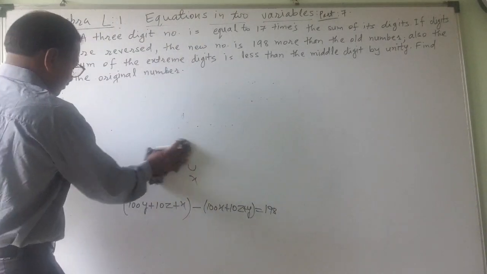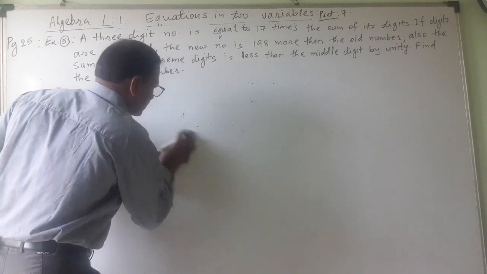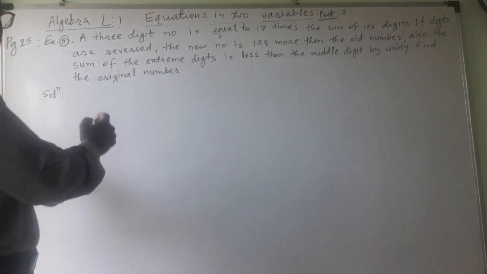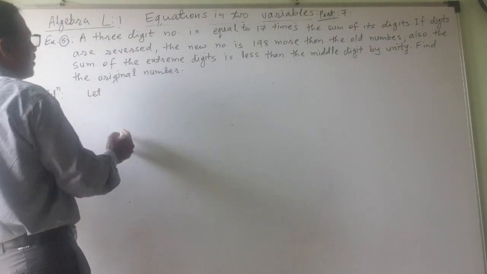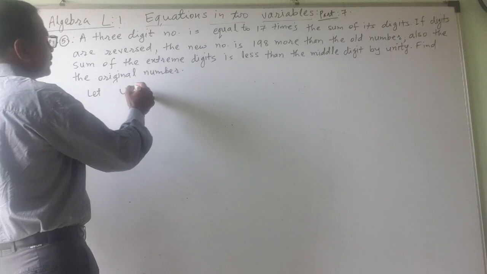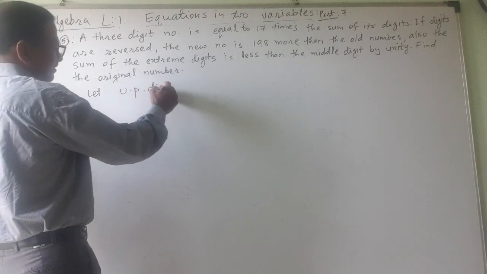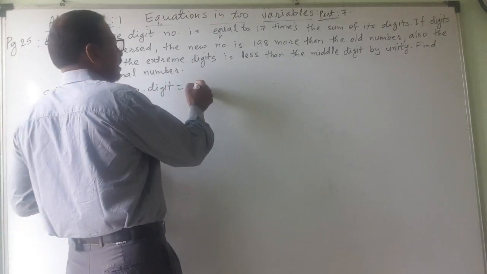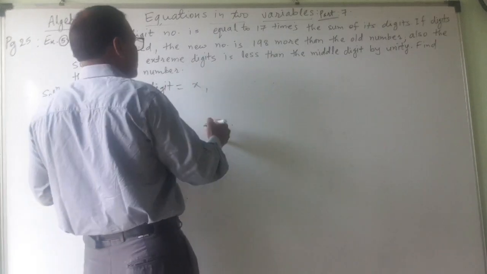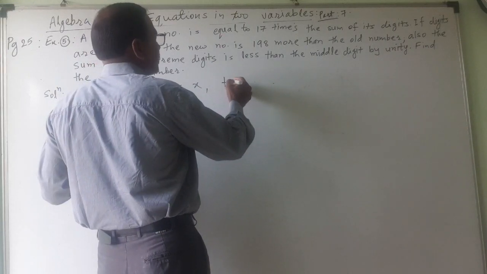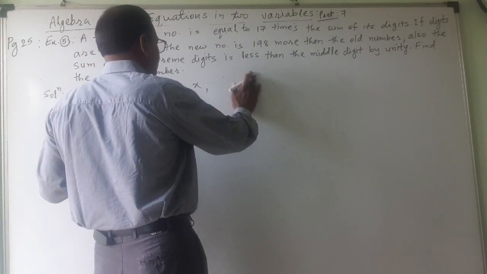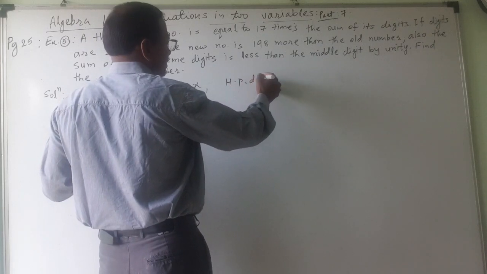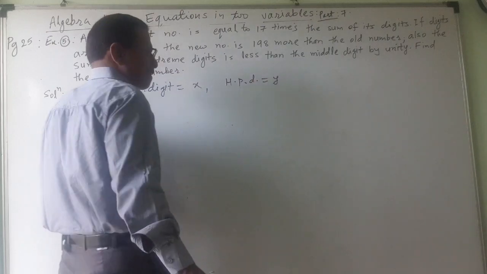Now I will solve it. Let the unit place digit be x, and the hundreds place digit be y.